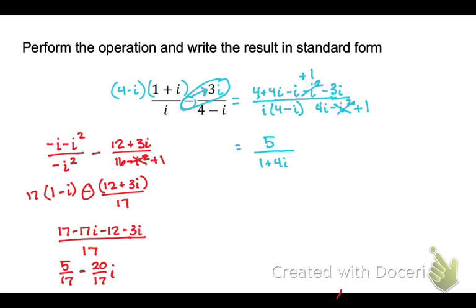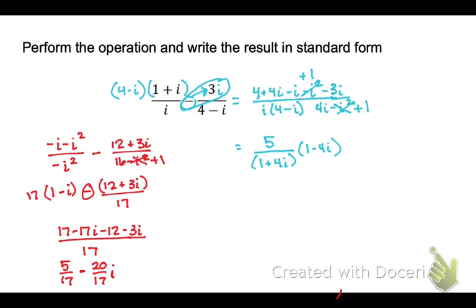Can I stop there? No. Why? What's wrong with this? You have an imaginary number in the denominator. Right, so I have to do what now? You have to make it not like that. Right. And we just call that conjugating. So we have 1, what? Minus 4. 1 minus 4i.